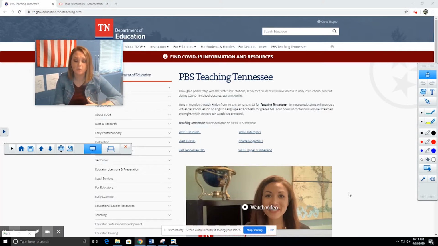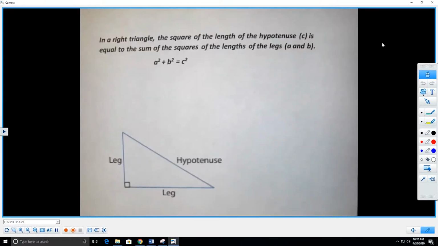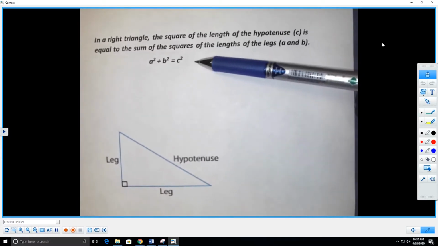Today, we're going to explore the Pythagorean theorem. There's historical evidence that the concept behind the theorem was known before Pythagoras' time, but he formalized it in his way. So go ahead and start with writing down this in your notes for me. In a right triangle, the square of the length of the hypotenuse, C, is equal to the sum of the squares of the lengths of the legs, A and B. In other words, A squared plus B squared equals C squared.